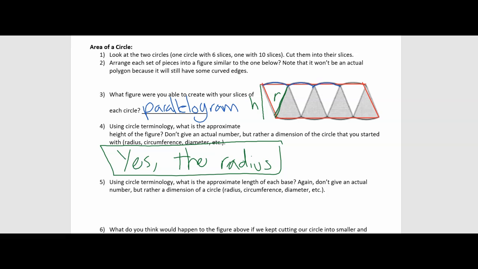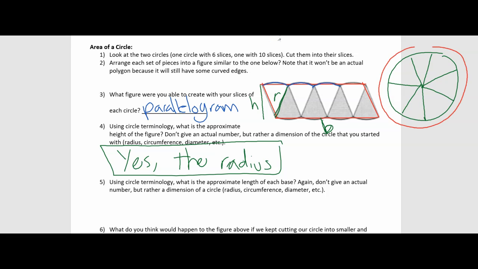If we're talking about the length of each base, it's a little tougher to see. But essentially, those bases are made up of the curved edges of those pie slices or pie wedges. And think about what part of a circle, right? So when I cut these wedges out, the curved parts make up what dimension of the circle? Well, they make up the circumference, right? The distance all the way around.